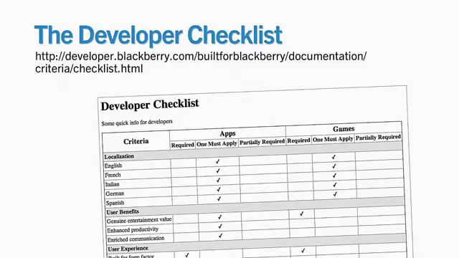We have this amazing checklist, so you can print for every app you have, and it's on the website. You can just check everything, and you can see, okay, this is required, this is just one must apply, this is partially required. And if you go over this checklist, it makes your life a lot easier. It's on developer.blackberry.com/build for BlackBerry.